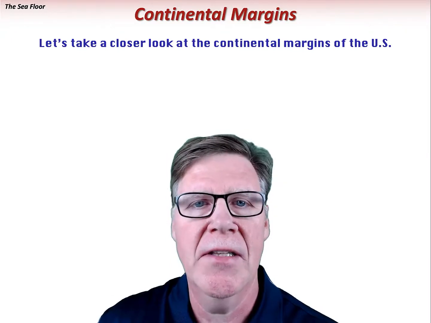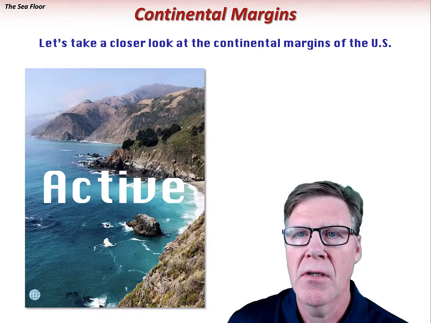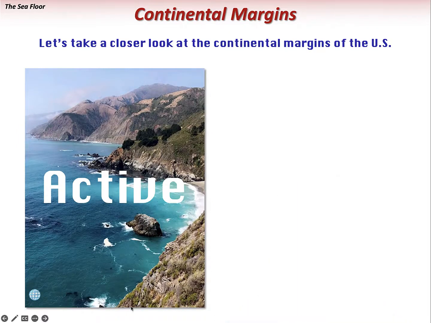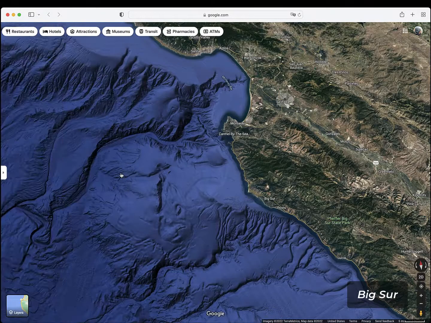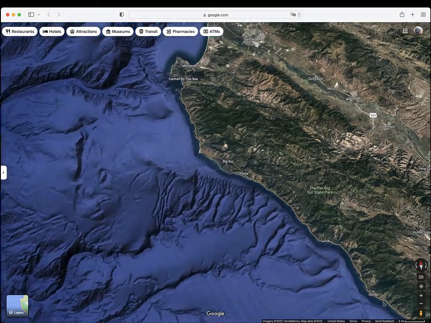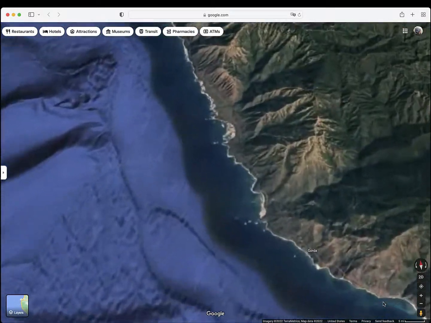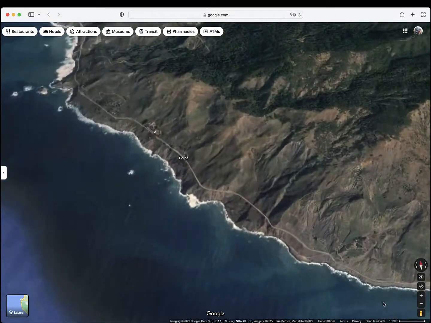Let's take a closer look at the continental margins of the United States. We'll start with the active margin along the west coast of Central California. The Big Sur area of the Central California coast is part of an active continental margin which typically forms at convergent or transform tectonic plate boundaries. In areas like this, relentless tectonic movement generally results in a rugged landscape having steep cliffs, prominent headlands, and minimal coastal plains and continental shelves.